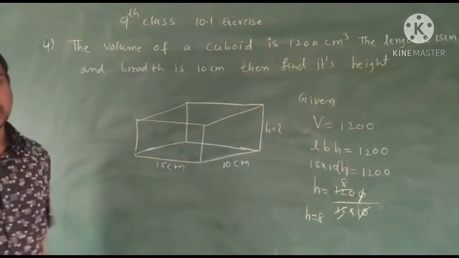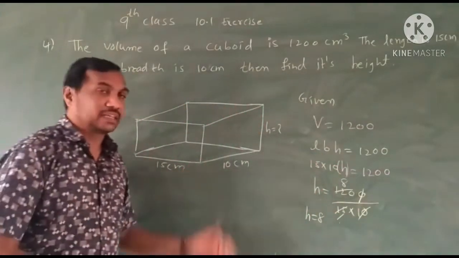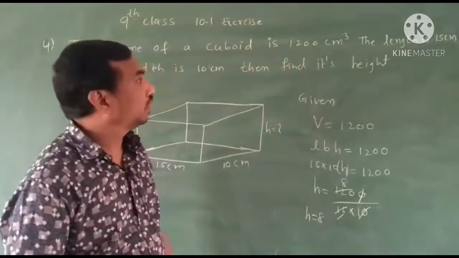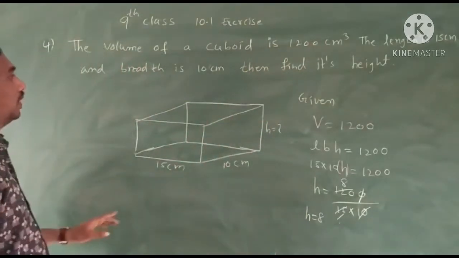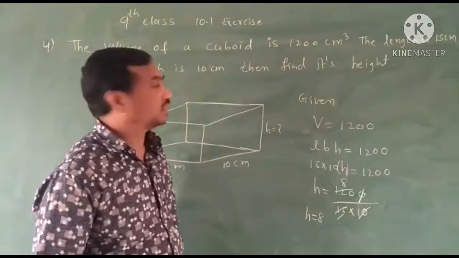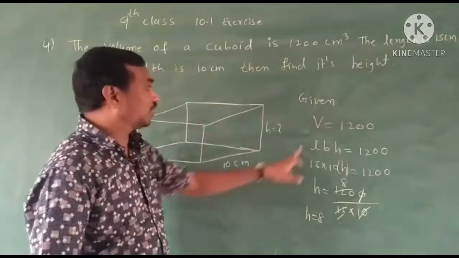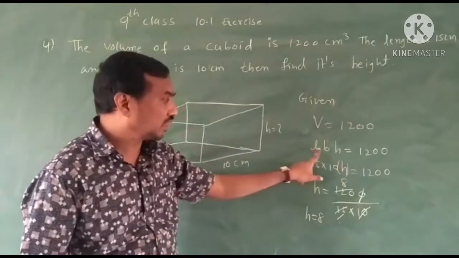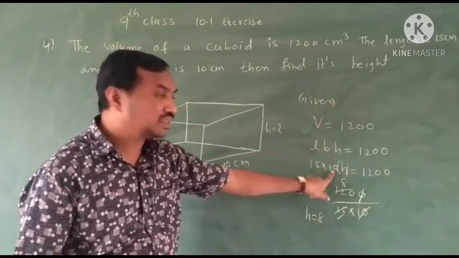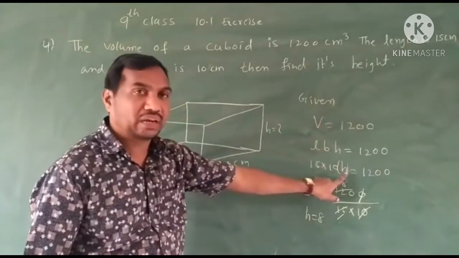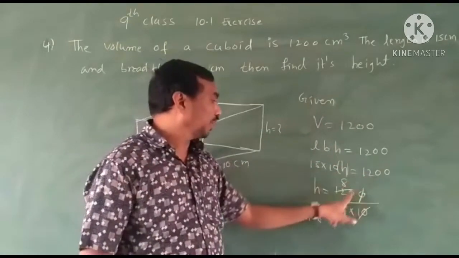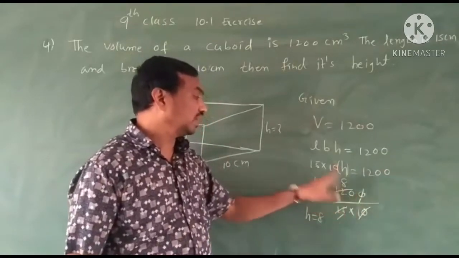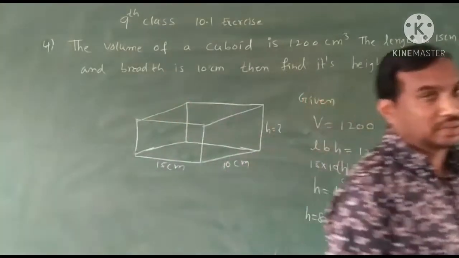Therefore, height of this cuboid is H. Once again, I will repeat the explanation. So there is a cuboid with volume 1200 centimeter cube. The length is 15 centimeters and breadth is 10 centimeters. Then find its height. Length is given, breadth is given. So length is 15 and breadth is 10. We need to find out the value of h. Therefore, h equal to 1200 by 15 into 10. Then 0 0 will be cancelled. 15 eights are 120. The value of h will be 8.